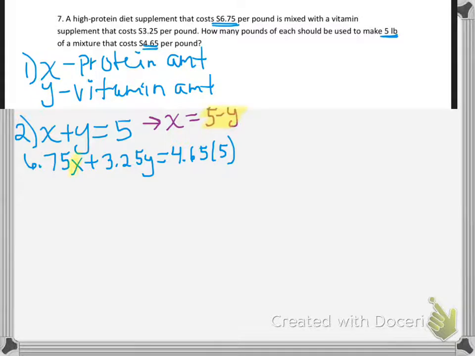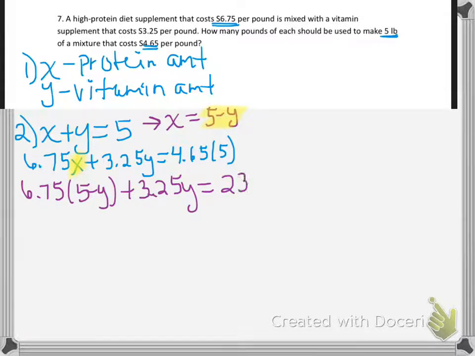So in the equation below it, where there used to be an x, I'm going to replace it with 5 minus y. So 6.75 times 5 minus y plus 3.25y equals 4.65 times 5, which is 23.25.